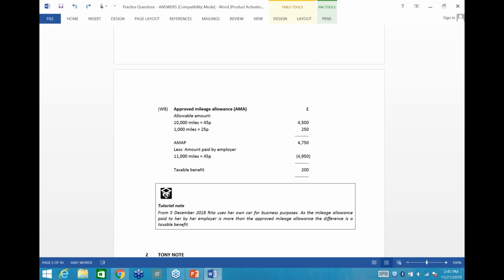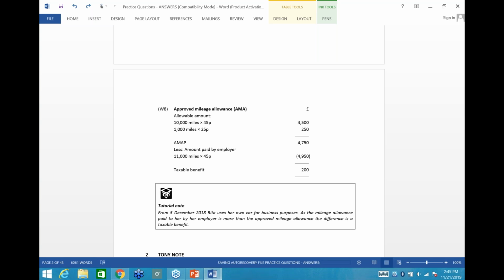Now that computation we do when an employee uses his or her own car for the purpose of business, for the purpose of employment. If I am using my own car for business journeys, then HMRC allows me to claim something called approved mileage allowance. Now 6th of April to 5th of December, I didn't have my own car. It was owned by the company, by the employer. Therefore, I'm not entitled to claim any approved mileage allowance.